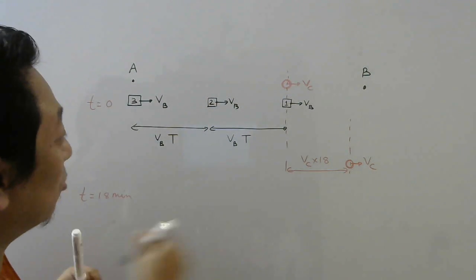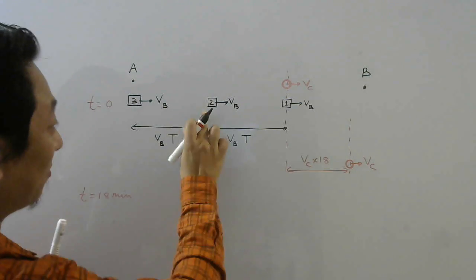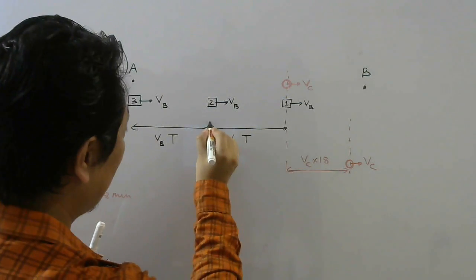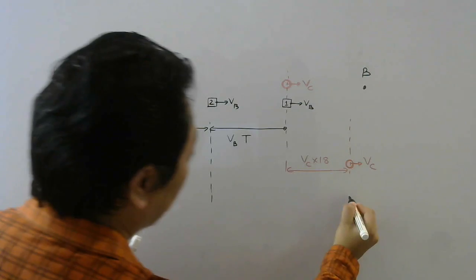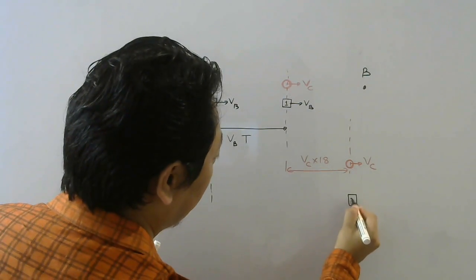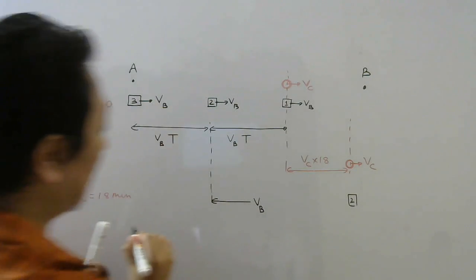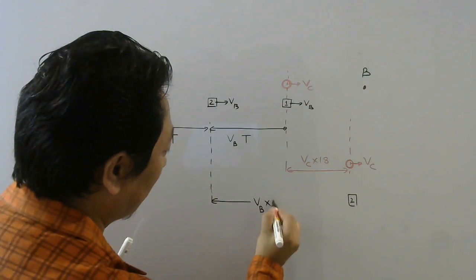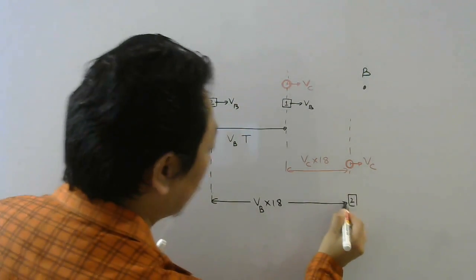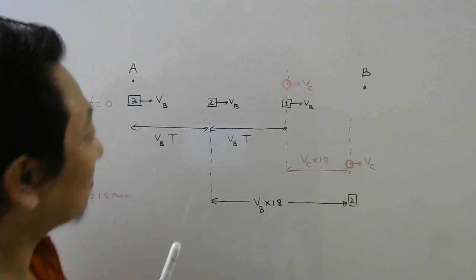And by that time, who should reach here? Well, the second bus should reach here, which means the second bus must have reached here, which means this distance must be speed of the bus into time taken, which is 18 minutes, right? So I hope this diagram is clear.